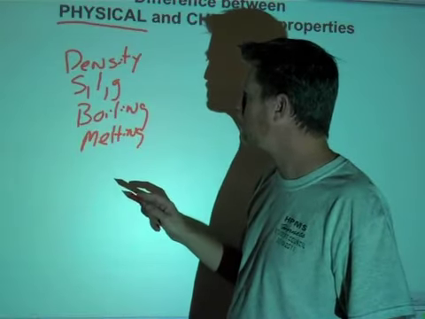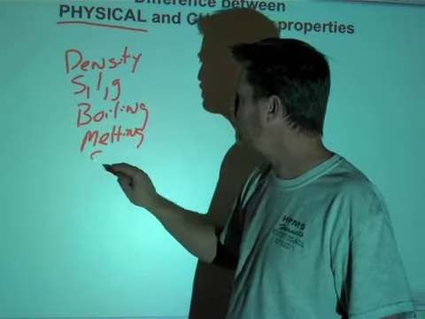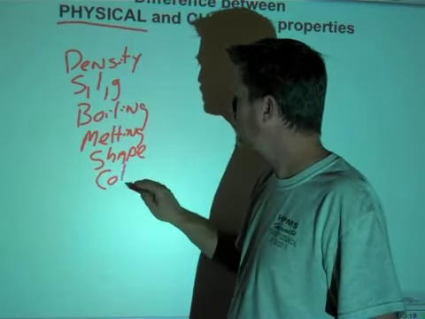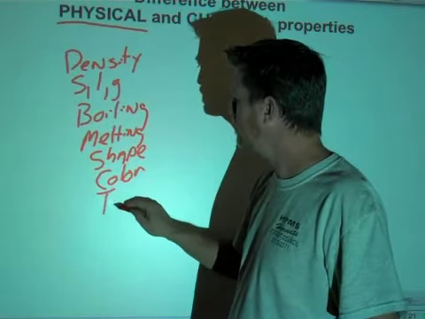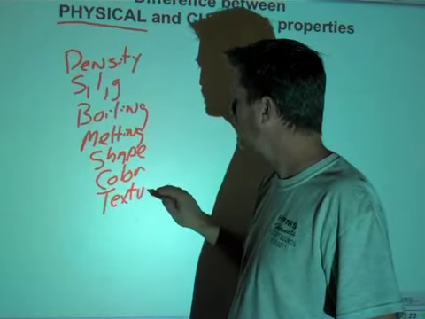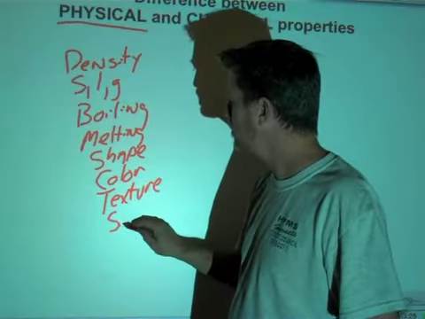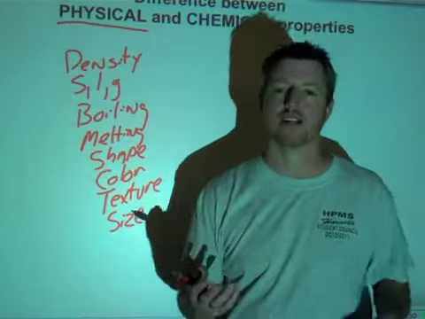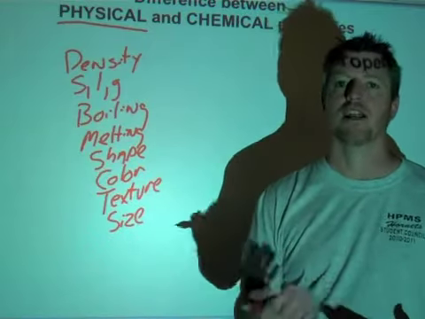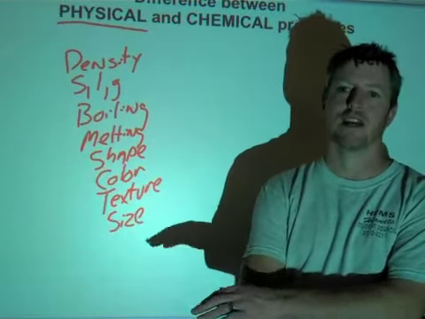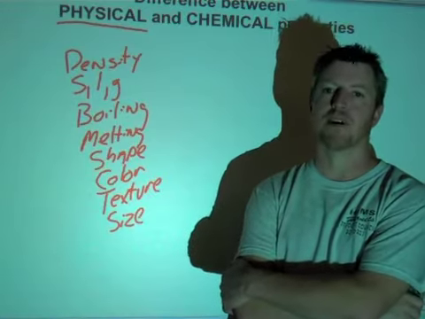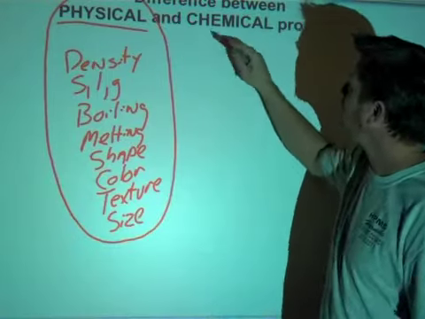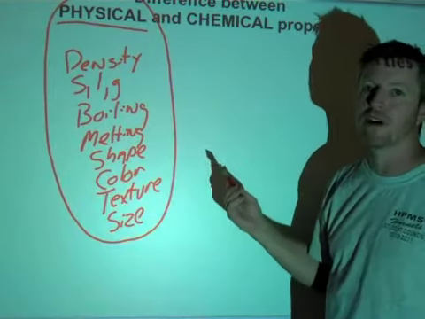We could also look at its shape, its color, texture, size. So anything we can describe with our eyes, our hands, if we put it on a scale, anything we can describe it with, heat it up, all those things, boiling point, melting point, those are all physical properties of matter. Chemical properties, however, are a little bit more complicated.